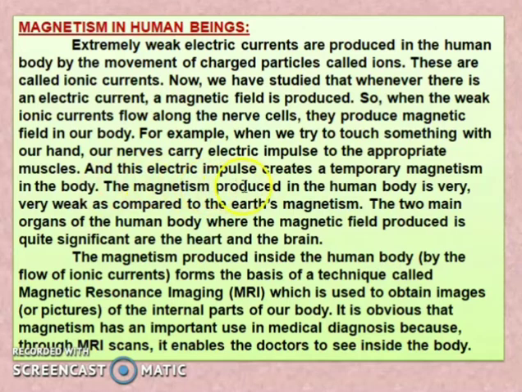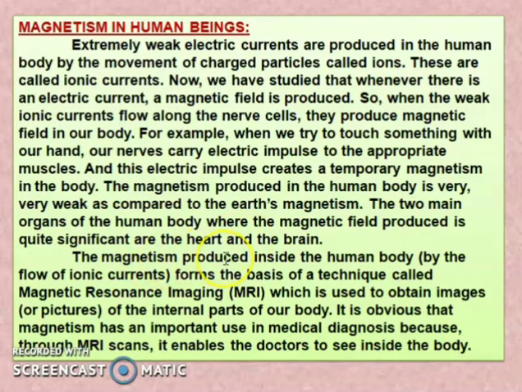The magnetism produced in the human body is very weak as compared to the earth's magnetism. The two main organs of the human body where the magnetic field produced is quite significant are the heart and brain.